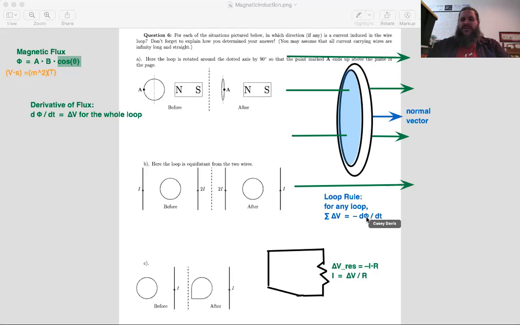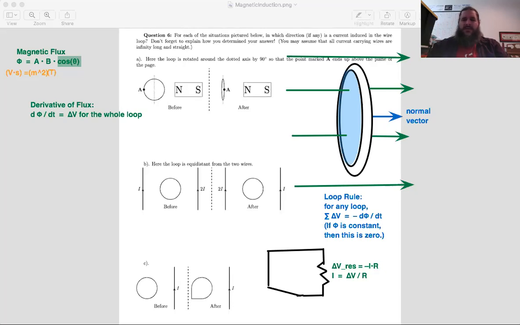And note that if the flux is not changing, regardless of whether there's flux present or not, what's the derivative of a value that doesn't change? It's just constant or zero. Right, the derivative of any constant would be zero. So if the flux is constant, then this is just zero. And we get the usual loop rule we saw back in 7b.